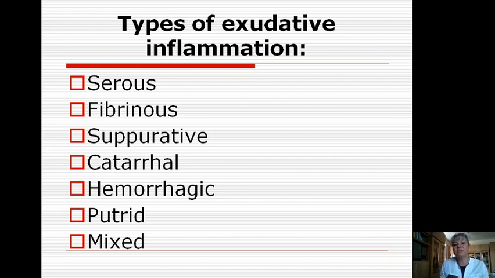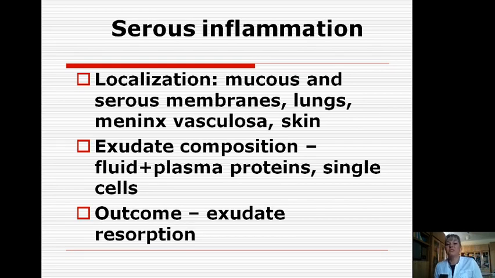There are 7 types of exudative inflammation. Serous, fibrinous, and suppurative are main forms. Catarrhal, hemorrhagic, putrid, and mixed are secondary forms. And more about each of them. What about serous inflammation? Serous inflammation we see in mucous and serous membranes, rarely in the lungs, pia mater, and skin.